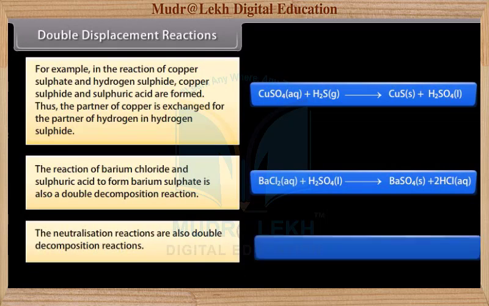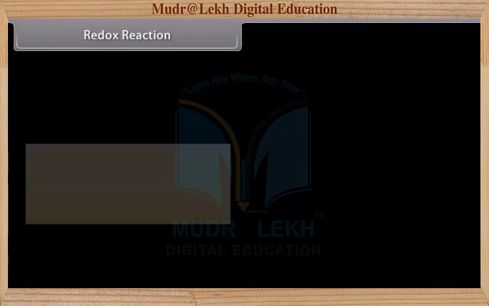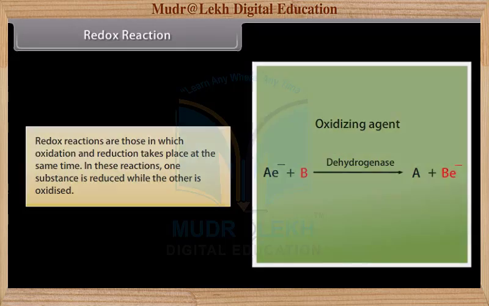The neutralization reactions are also double decomposition reactions. Redox reaction. Redox reactions are those in which oxidation and reduction take place at the same time. In these reactions, one substance is reduced while the other is oxidized.